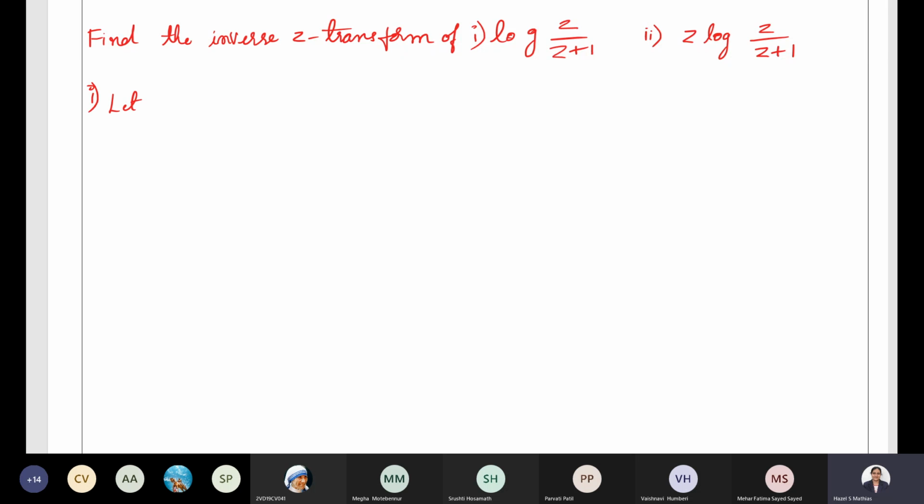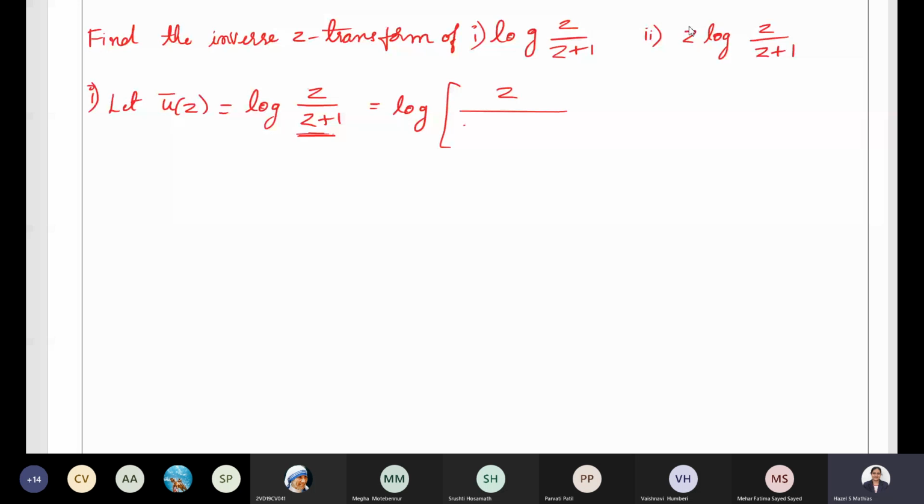I take that as u bar of Z. Let u bar of Z be equal to log Z divided by Z plus 1. So we shall take u bar of Z as log Z by Z plus 1. Next, what do I do is log Z divided by, from this denominator, what?